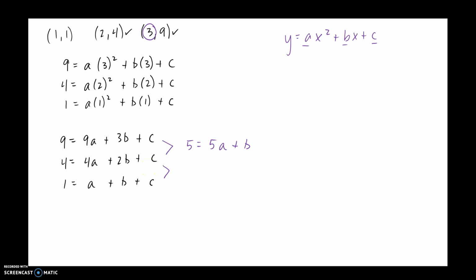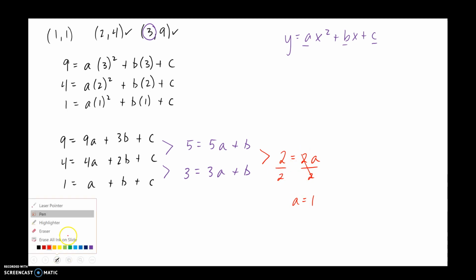Now I subtract equation 2 minus equation 3. So I get 3 equals 3a plus b. We still have a system of equations: 2 unknowns, 2 equations. So I use a form of elimination again. I'm going to subtract a second time. 5 minus 3 equals 2, equals 2a. Now from here, I can solve for a. So I have my first value.